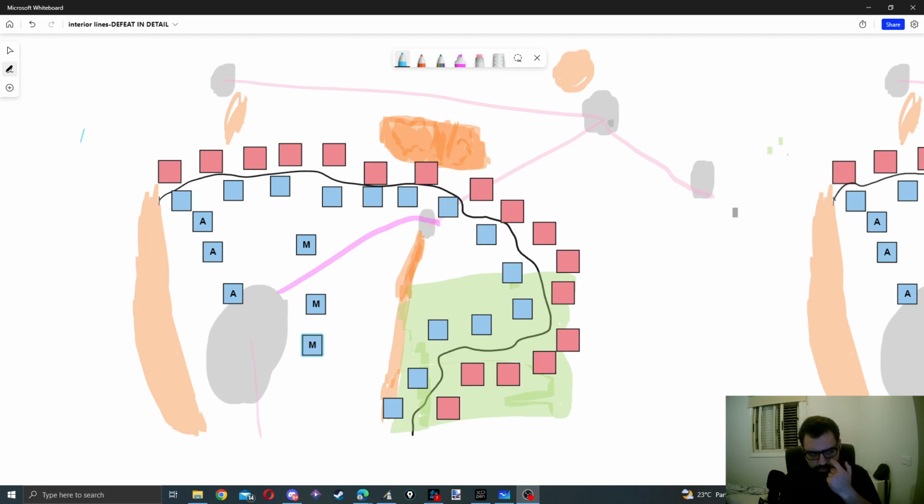Here what you see with the brownish stuff are mountains, gray will be cities, pink will be roads, and the rest will be different types of units. A will resemble armor, M will resemble mechanized, everything else will be just infantry units.